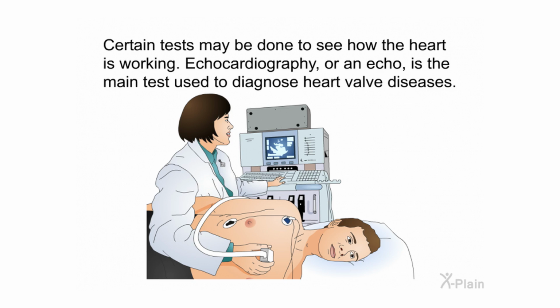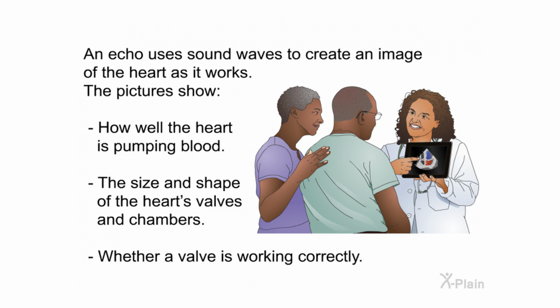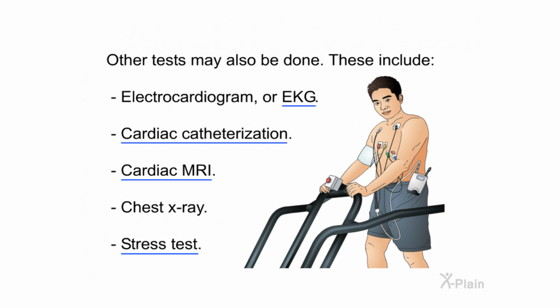Certain tests may be done to see how the heart is working. Echocardiography, or an echo, is the main test used to diagnose heart valve diseases. An echo uses sound waves to create an image of the heart as it works. The pictures show how well the heart is pumping blood, the size and shape of the heart's valves and chambers, whether a valve is working correctly. Other tests may also be done. These include electrocardiogram, or EKG, cardiac catheterization, cardiac MRI, chest X-ray, stress test.